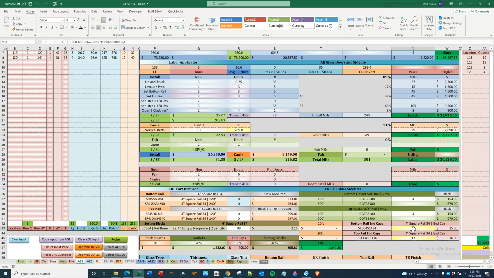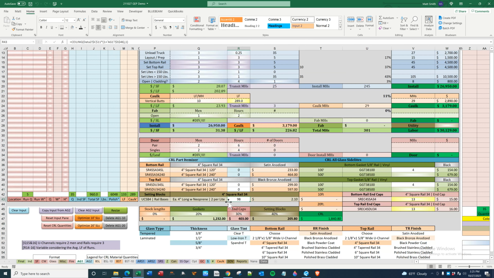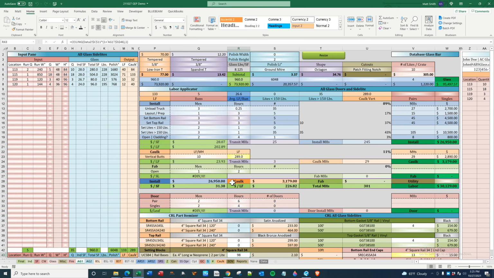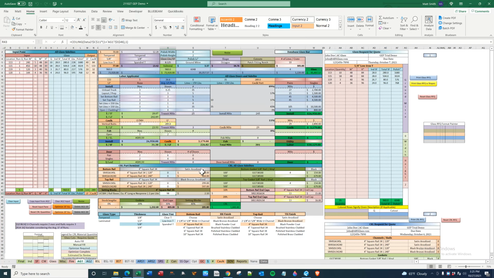The rails are figured and the vinyl is figured just from the inputs. The setting blocks are also figured. The only thing you have to do is optimize. Before we do that, let's get an idea of what we're working with.